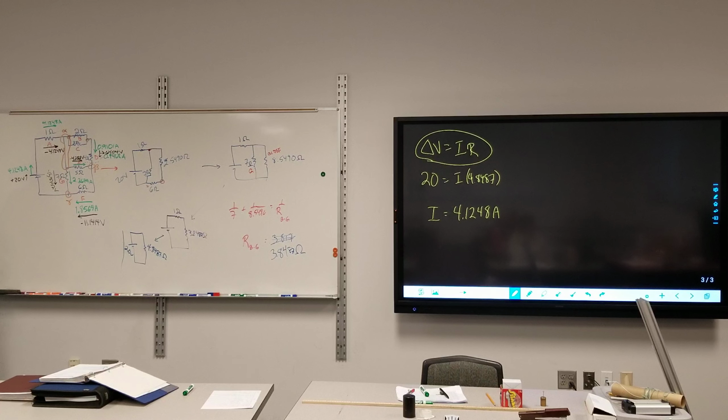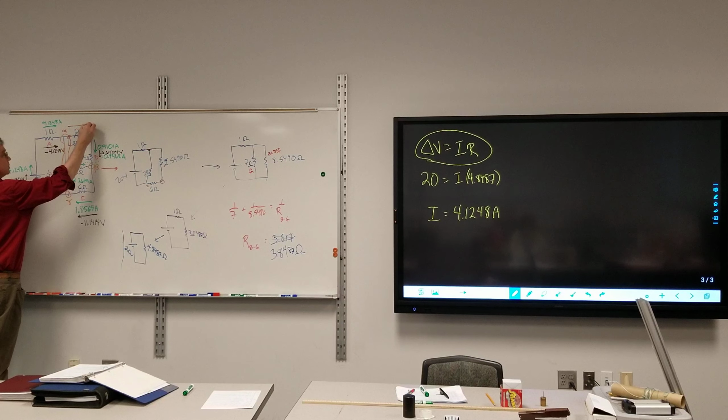The gain there is that if I go against the current, I'm going to gain potential. If you think about water flowing downhill, if I'm going opposite the flow of water, I'm going uphill, I'm gaining. But what is the potential drop across here?